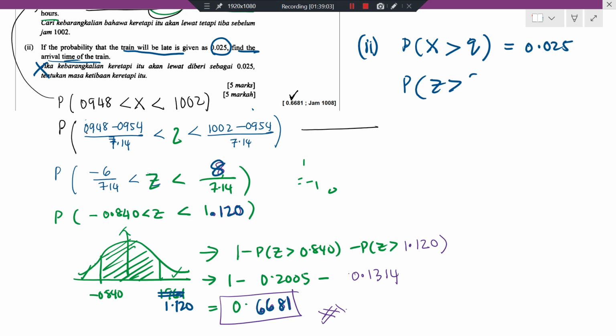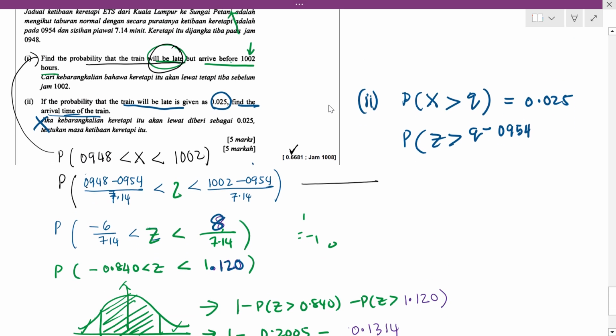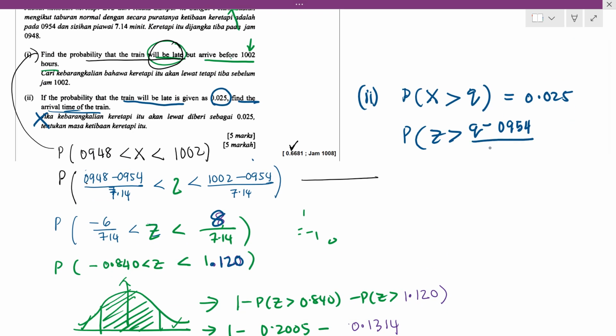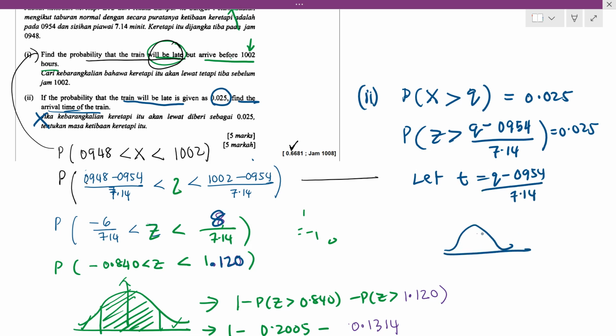So what do we do? q minus the mean. What is the mean? Okay, 0954. Remember, that is your average. Be careful with that question again. And then divided by 7.14. You should be getting 0.025. And let t be positive or negative, I don't know. We will examine that. Where should your t be? If it is less than 0.5 and it is greater than, your t should be positive here.